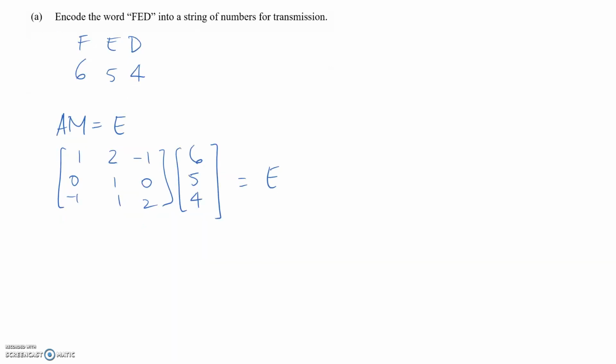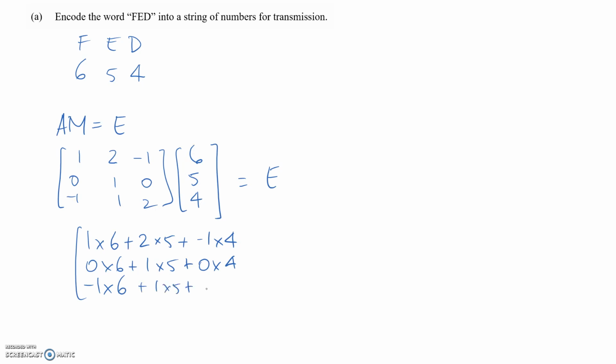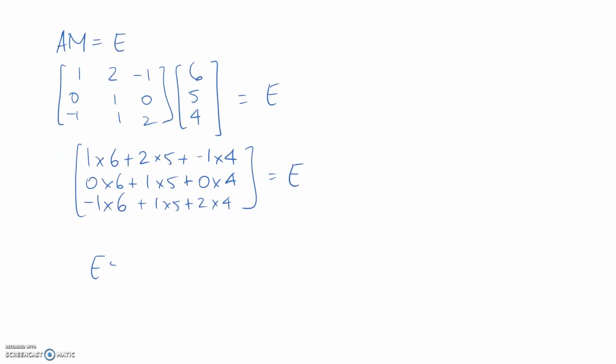So let's go ahead and solve it. It's just our row by column multiplication. So we're going to get 1 by 6 plus 2 by 5 plus negative 1 by 4 for the first entry up here. Next we're doing our second row by that column. So 0 by 6, 1 by 5 and 0 by 4. And then our last one is our last row times this column. So negative 1 times 6, 1 by 5 and 2 by 4.